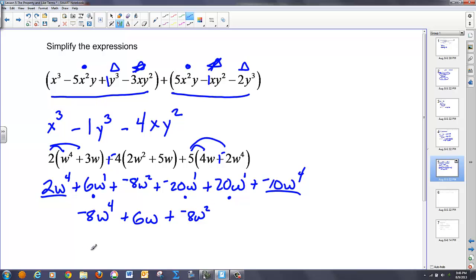Now, if you wanted to, you could leave the answer as negative 8w to the fourth, and some teachers will prefer that you write these in descending powers, so this could be minus 8w squared plus 6w. I'm not going to get stuck on decreasing powers, but just know that there will be some teachers that require that of you in your math career.